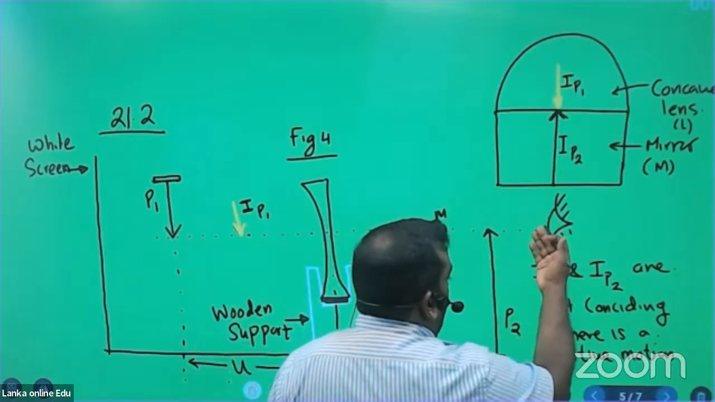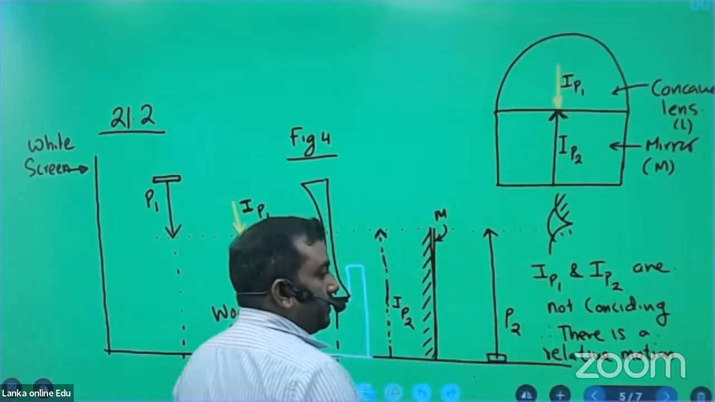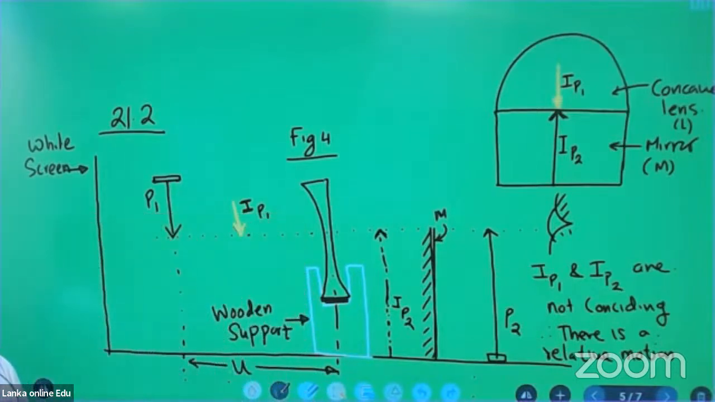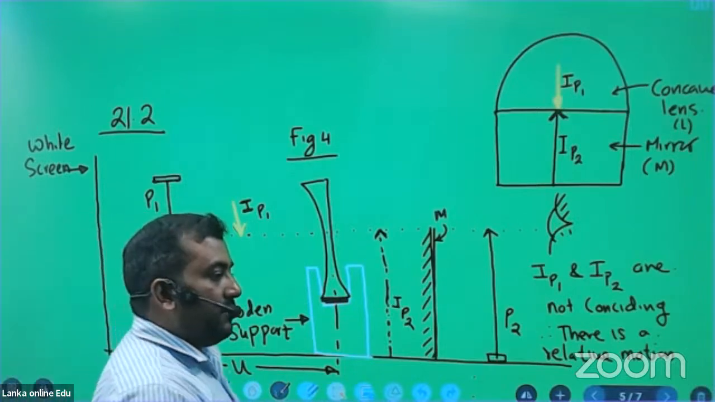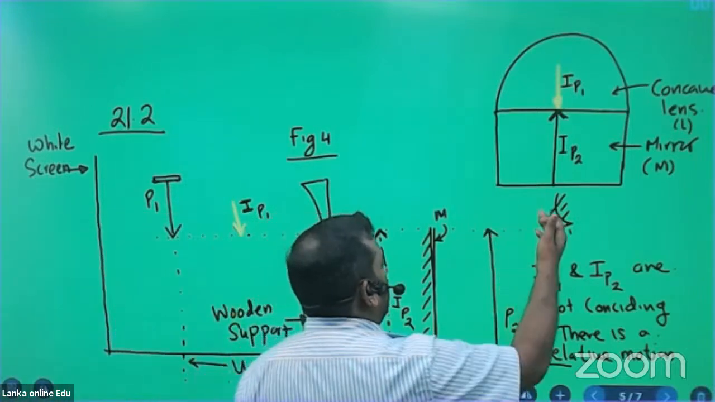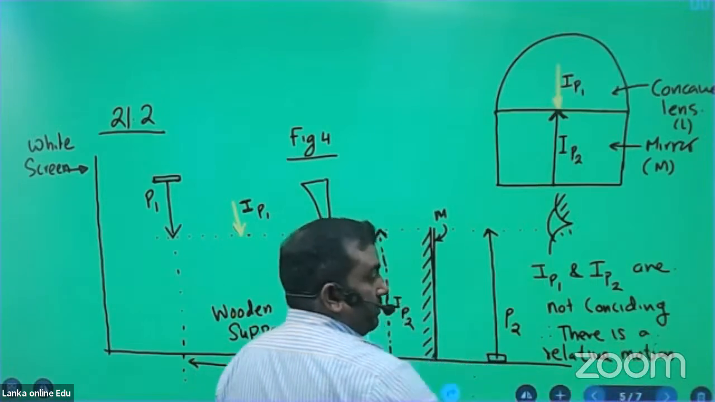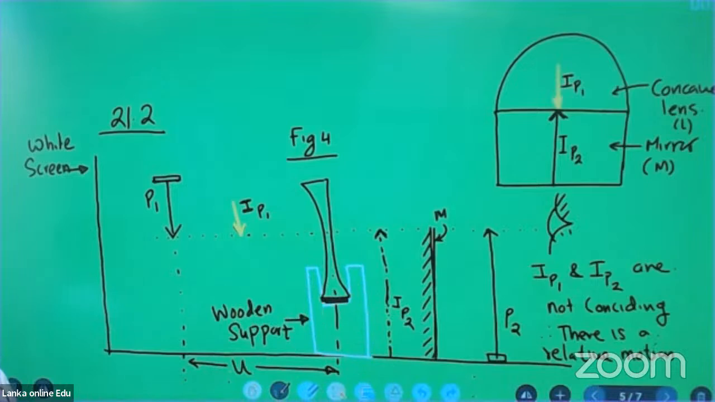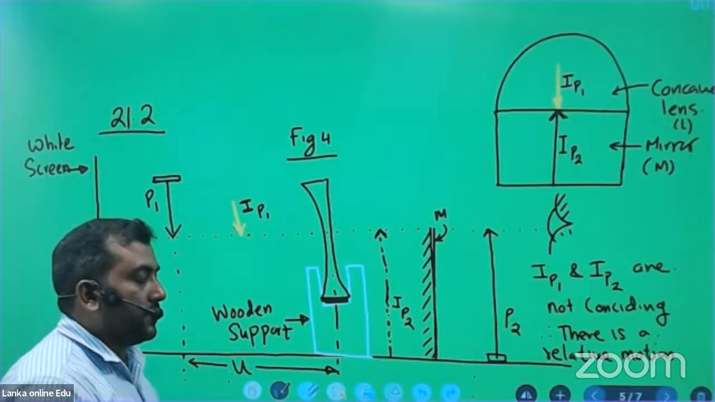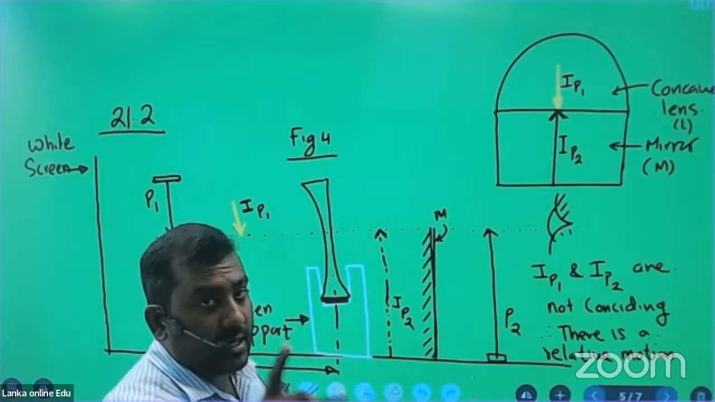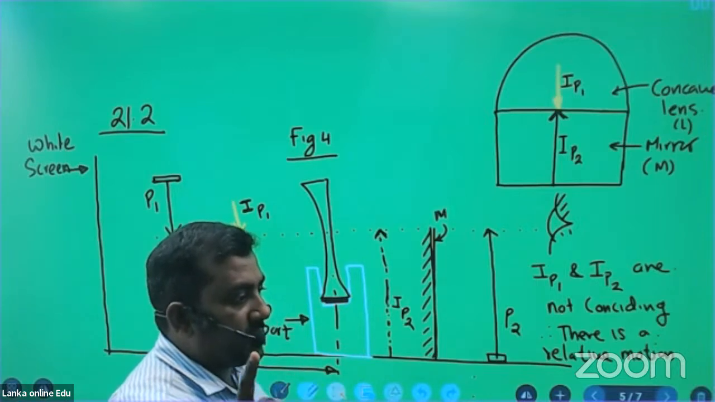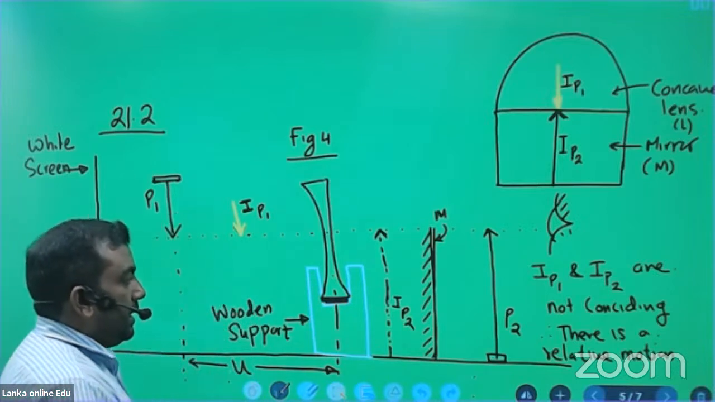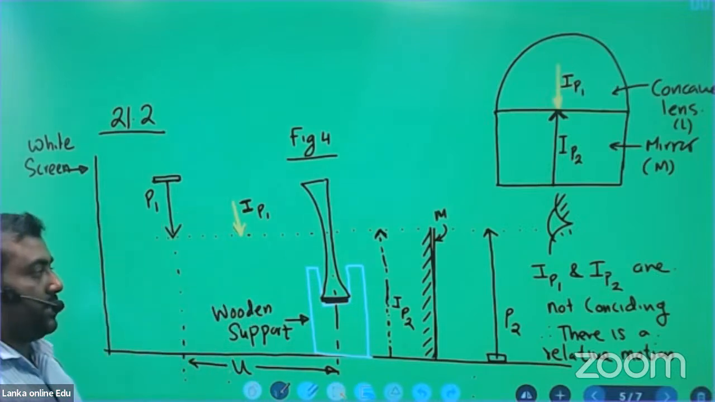So when we move the eye in the lateral direction, there is a relative motion between the images. The keyword is relative motion.